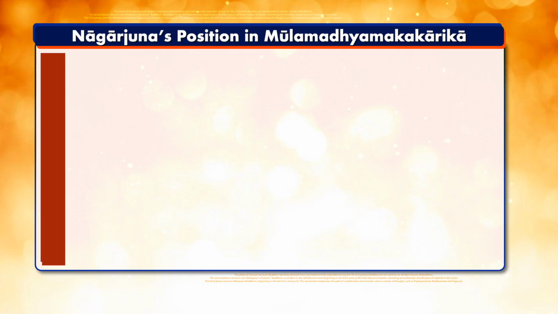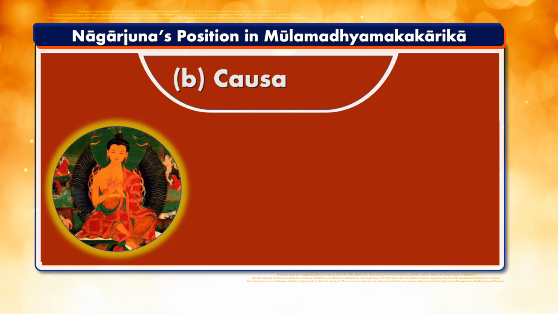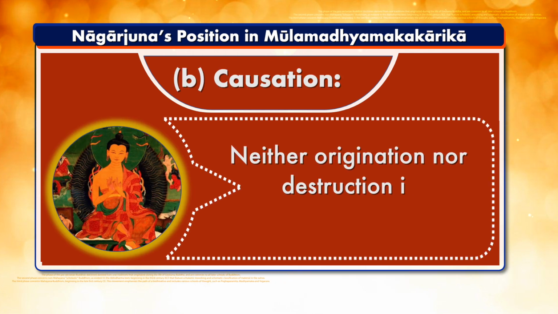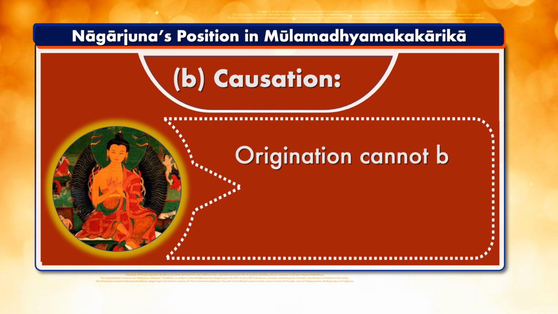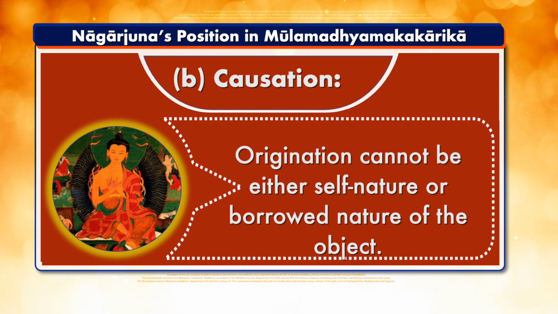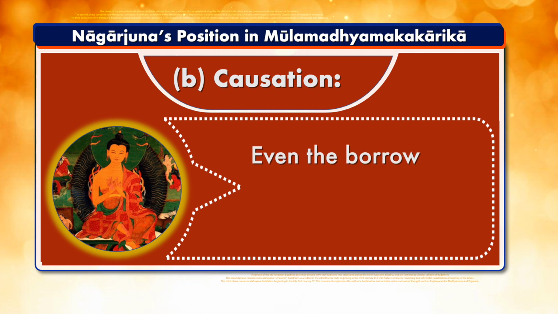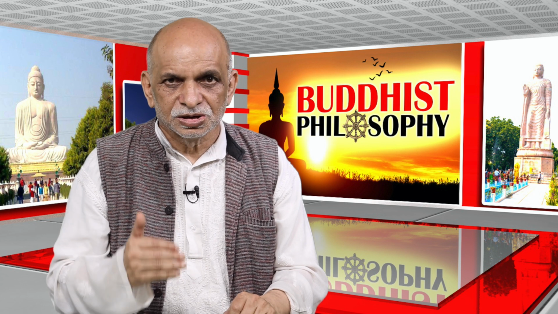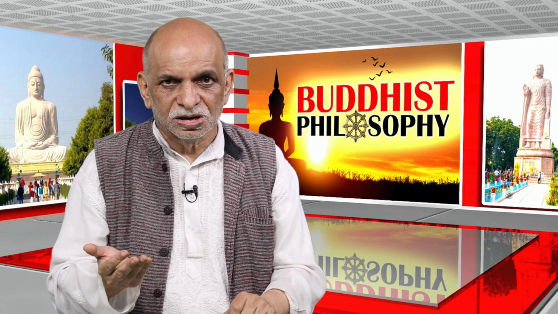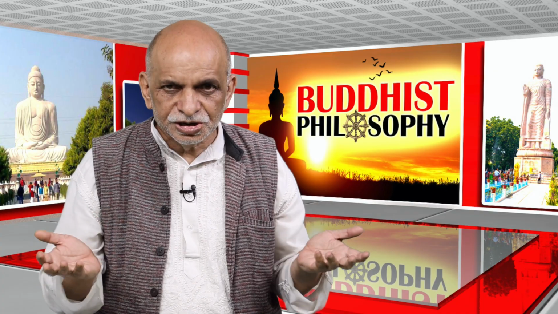In Samskrita Pariksha, he contends that neither origination nor destruction is ontologically real. Origination, according to him, cannot be either self nature or borrowed nature of the object. Even the borrowed nature, that is parabhava, is supposed to be borrowed from something which has it as its own nature, but own nature, that is svabhava or prakriti, is something which does not undergo any change.